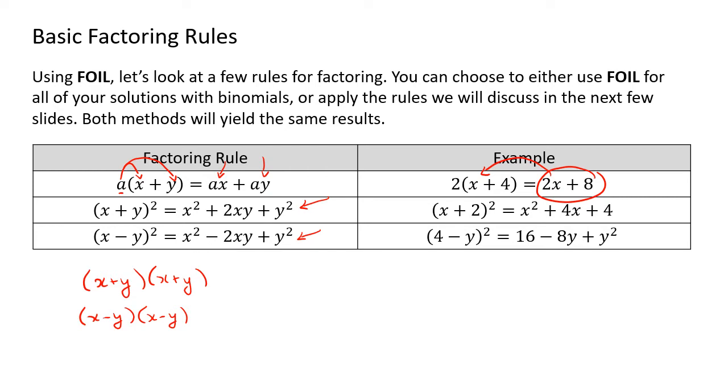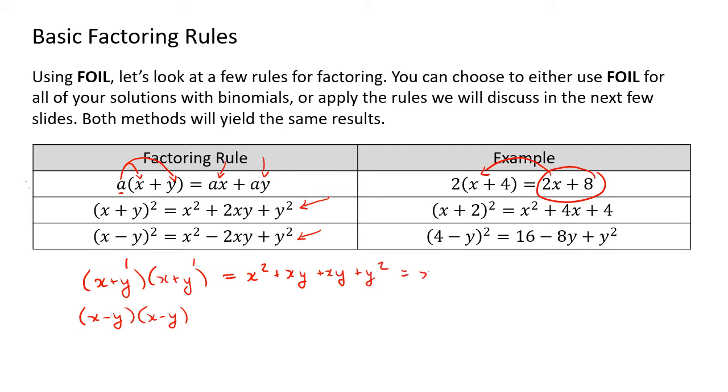Now, if you want to use FOIL to do that, you'll get the same answer. Okay, so if you do this, you get the first terms multiplied together. X times x is x squared. The outside terms, which are x and y, give you plus xy. The inside terms, which are y and x, again give xy. It doesn't matter in what orientation those terms are in. And then you have the last terms in each expression, y times y, so plus y squared.